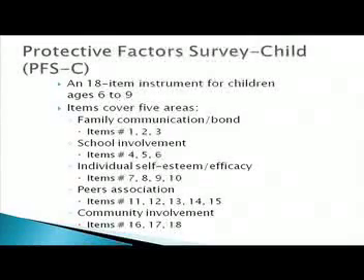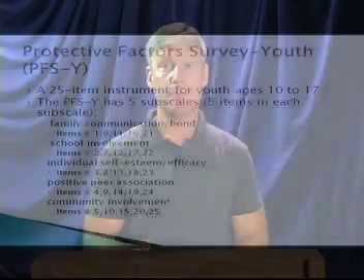Okay, we'll first go to the PFSC. It's an 18-item instrument for children ages 6 to 9. The items cover 5 areas. We already mentioned family, school, individual, peers, and community. And you'll see the item numbers corresponding to those areas listed on this slide. With it being only 18 items, it's fairly quick to fill out. It takes about 10 to 15 minutes maximum, and the questions are worded such that all of the 6 to 9-year-olds were able to answer them fairly easily.